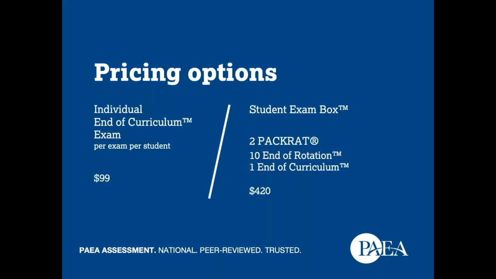And last but not least, we would like to discuss the cost. You can choose to purchase individual end of curriculum exams, and it would be $99 per exam per student, or you can purchase it as part of the student exam box, which will be of great value to programs who utilize all 3 of our assessment products. The student exam box will include 2 PACRAT exams, 10 end-of-rotation exams, and 1 end-of-curriculum exam, which would cost $420 per student.